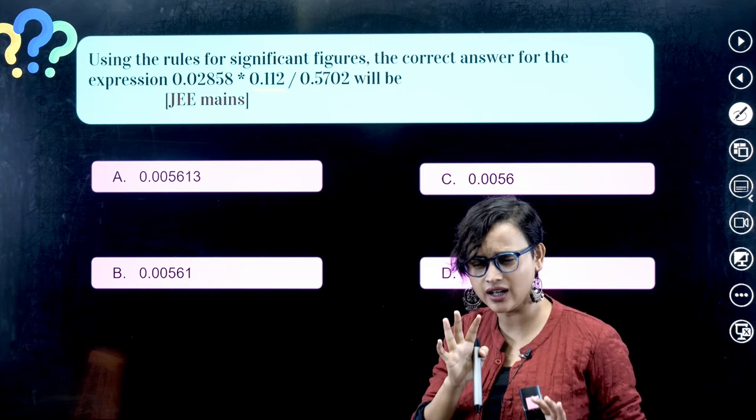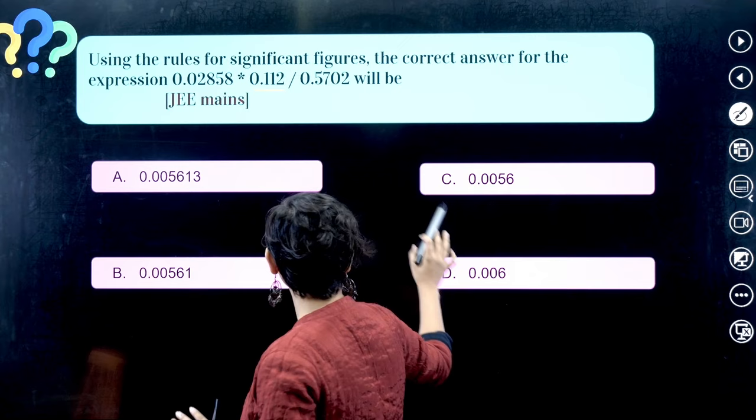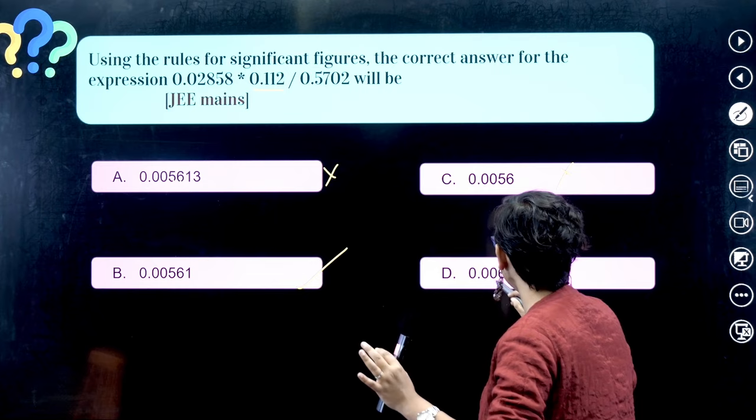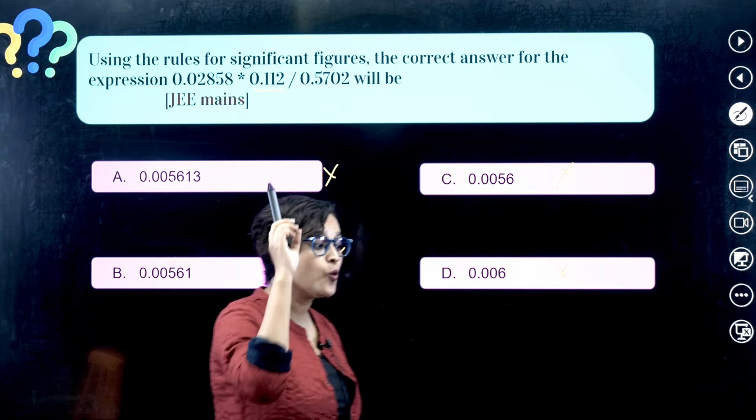Now let's check it out. In which answer will we have only 3 significant figures? Here, how many do you have? 1, 2, 3, 4? Wrong. 1, 2, 3? This is right. 1, 2, wrong. 1 only, wrong. Without even lifting the pen, without even calculating anything, you can get the answer. And this has come in JEE Mains, not even kidding.